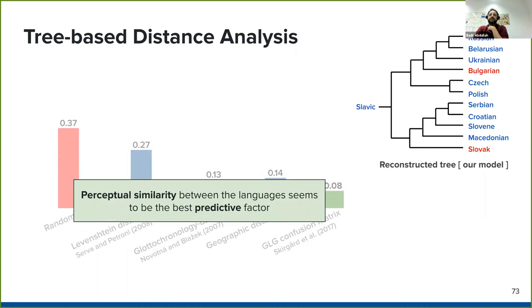So it seems that the factor that better predicts the similarity in the language embedding space is the perceptual similarity between Slavic languages.